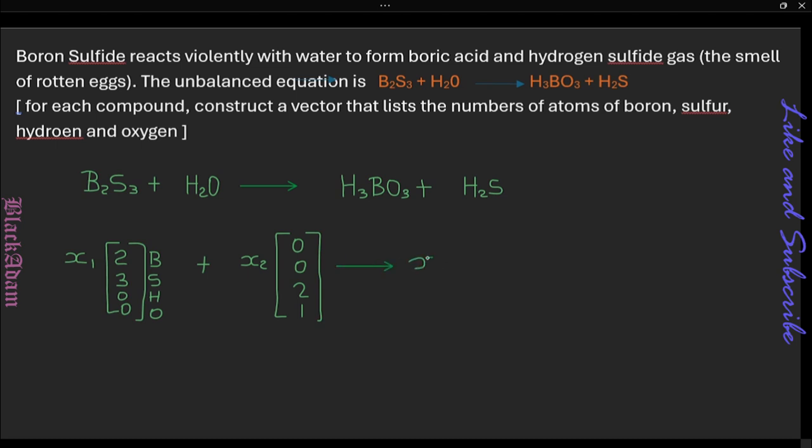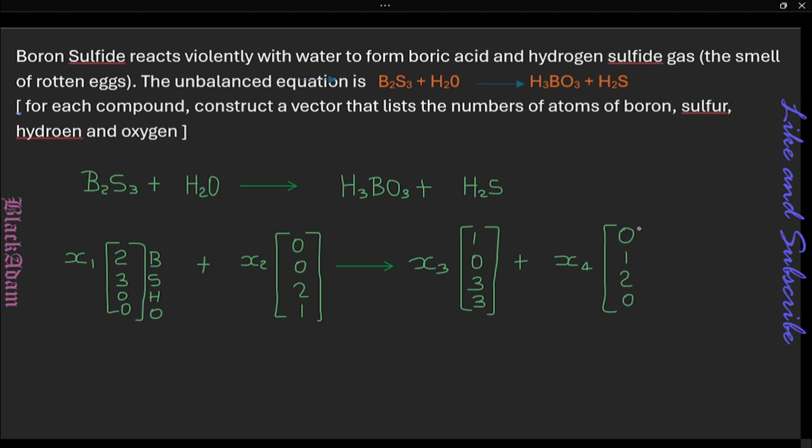So that will be equal to x3. So x3, once again, we have 1 for barium, 0 for sulfide, 3 for hydrogen, and 3 for oxygen. Okay, so therefore that's for that, and that is for that. And what we have next is x4, that will represent hydrogen sulfide, which is 0 for barium, 1 for hydrogen, 2 for sulfur, and 0 for oxygen.